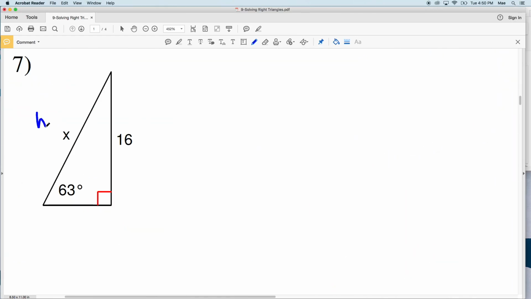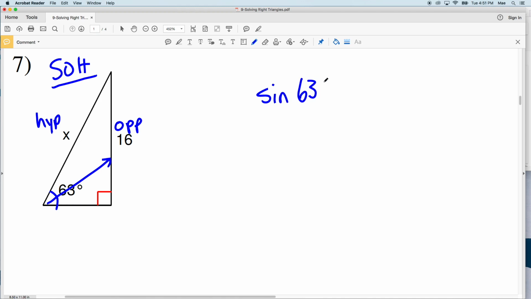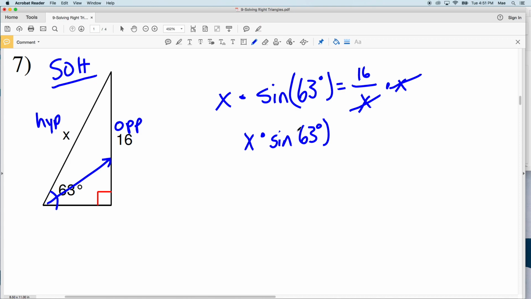In number 7, we're missing our hypotenuse. We're given this angle of 63 degrees and the side opposite that angle. So if we have the sine, remember, the sine of 63 degrees is going to be equal to the opposite side length of 16 over our hypotenuse of x. So multiply both sides by x to get that x times the sine of 63 degrees is equal to 16. Now I'll divide by the sine of 63 degrees.